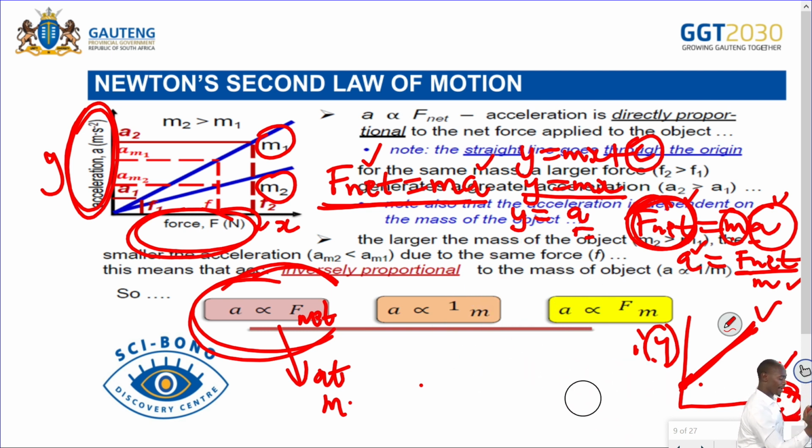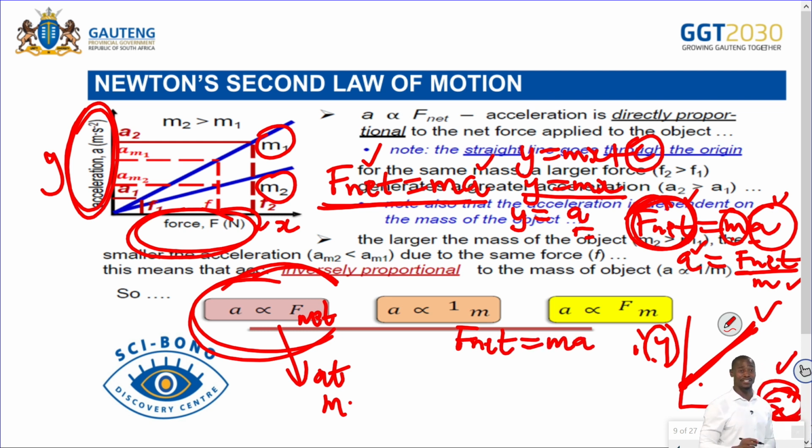So I have F net equals ma. This is the equation that I have, and it is there on the data sheet. Remember, y here is the subject of the formula. And what is y according to my graph? It is A. So I need to make A the subject of the formula. A equals F net over m, so I need to divide by m on both sides.